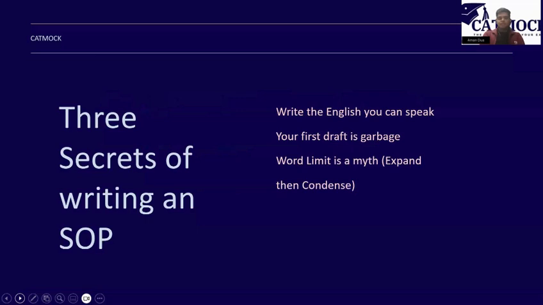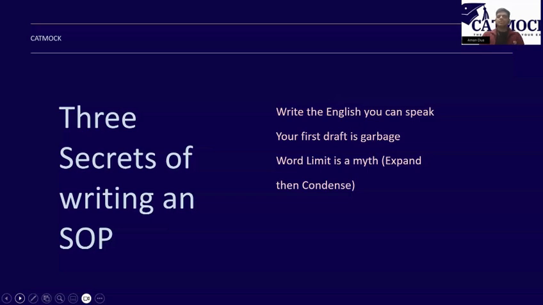Then, coming on to the final slide, three secrets of writing an SOP. First one I've already discussed. Write the English you can speak. Do not use words that you can't speak. Do not use words like "profound love" unless you use them in your daily life. There are very few people who do that. But there is a natural English that you use in your conversation. Make sure that your SOP reflects that. And there is no need to be fancy. If you just go with a very vanilla English, that's absolutely fine.